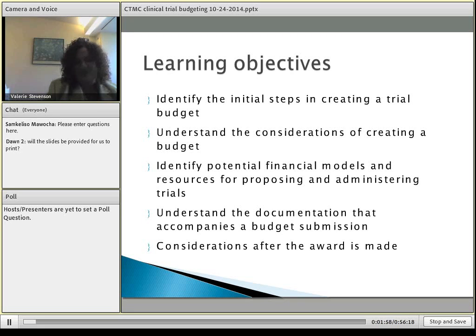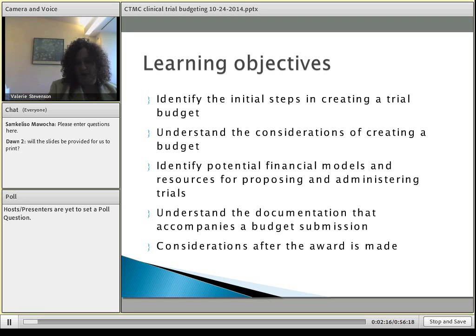So what we want to do is talk about the initial steps of creating a budget. Because we have so many here with us today, some of this may be very basic for you, but we like to start with a little bit of nuts and bolts, and then talk about some things that may be related to if you're working with more than one site.